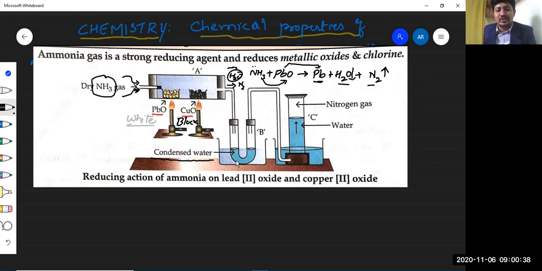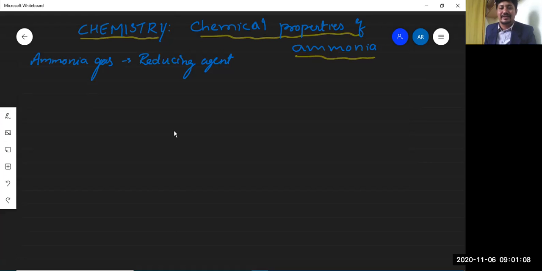And here we are going to condense the water, because if we bring the temperature below 100 degrees centigrade, the water vapors are converted into liquid. But nitrogen gas will not be liquefied at that temperature. The pure nitrogen gas will be collected by downward displacement of water in a gas jar. So this is the mechanism of the reaction.